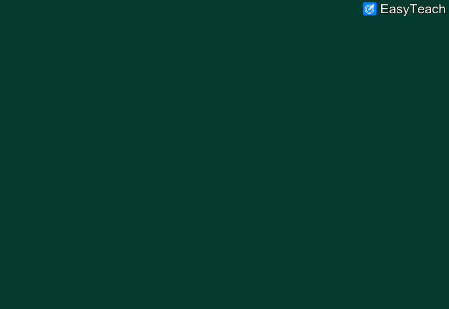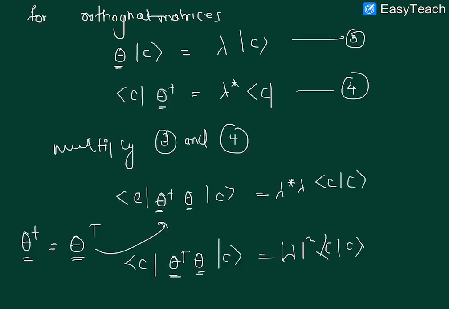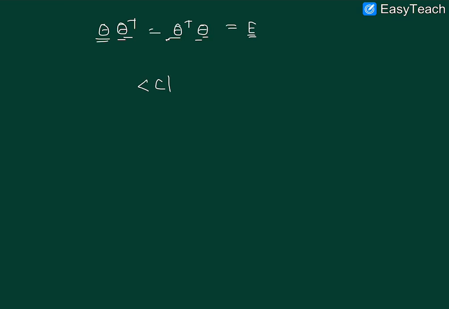Alright, and another property of an orthogonal matrix is O into O transpose equals O transpose into O equals E. Now it's similar to the unitary matrix, and I will put this into the previous equation. Once again I come to a point where I have the mod of lambda equals plus minus 1.